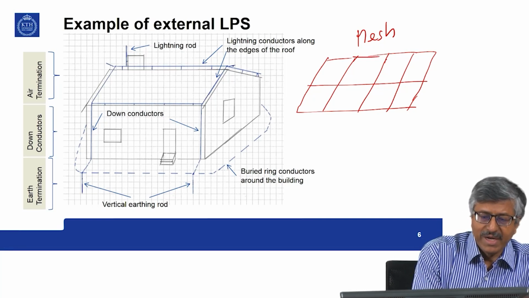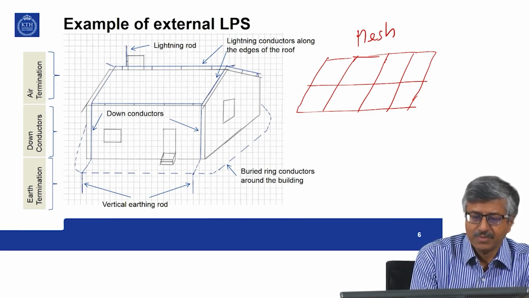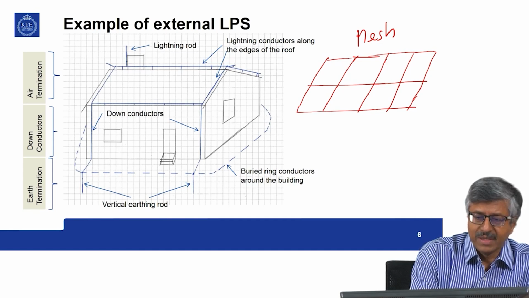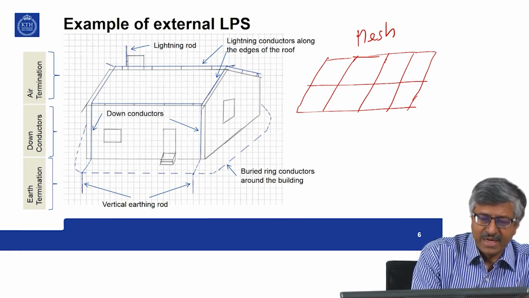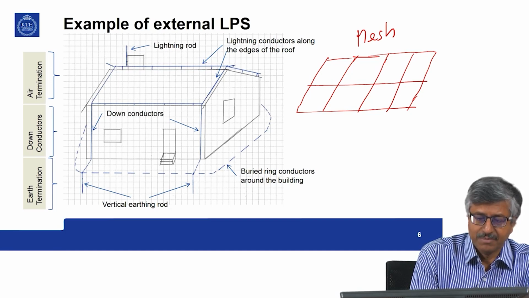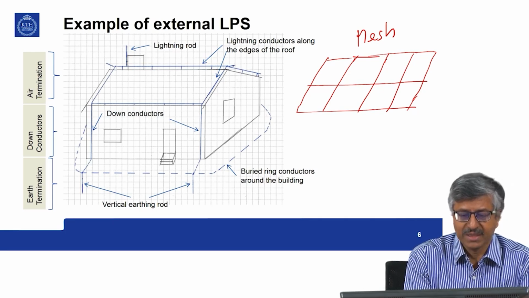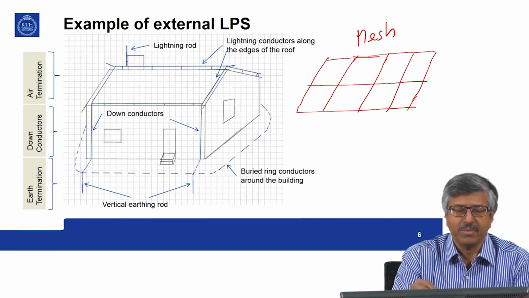Then you have the down conductor system. Here two down conductor systems are shown, and there can be on the other side also, and this safely carries the lightning currents down. Then it is connected to an earth termination system. So, here you can use both vertical earthing rods and buried ring conductors around the building.